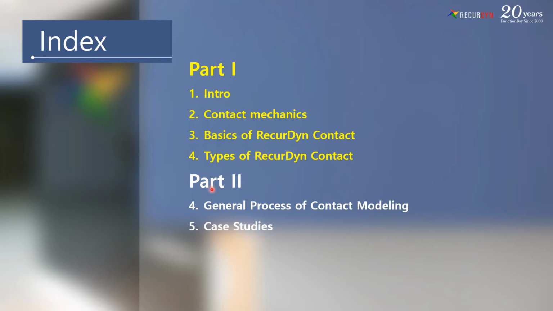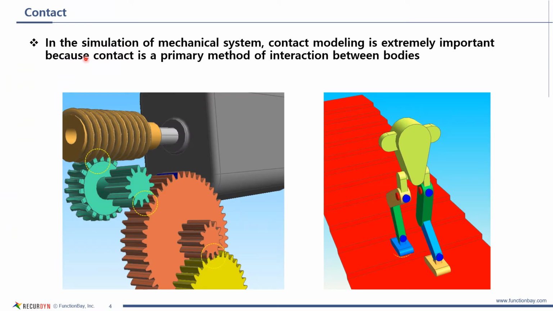After that, in part 2, I will explain the general process of contact modeling step by step. Finally, I will show some case studies to demonstrate how to determine the contact type and how to use the parameters. Contact is a primary factor of interaction between bodies in most mechanical systems. So, in the simulation of mechanical system, contact modeling is extremely important.